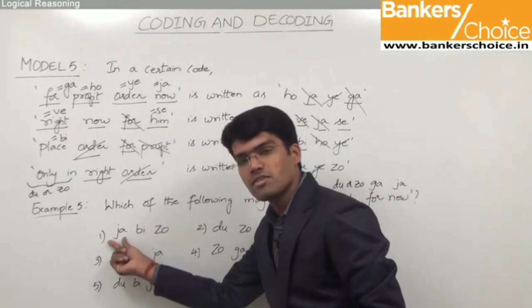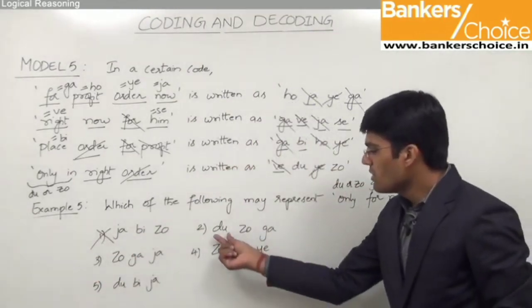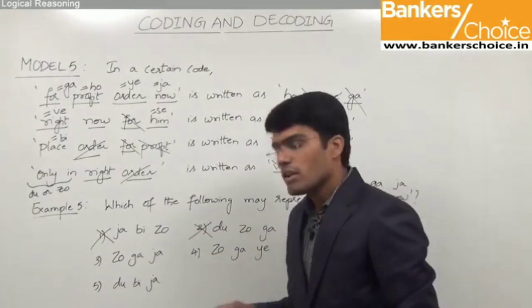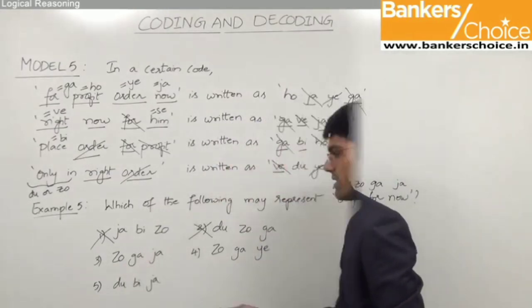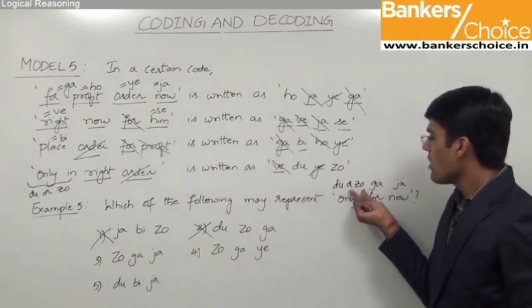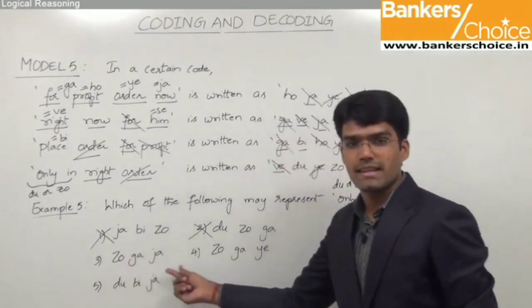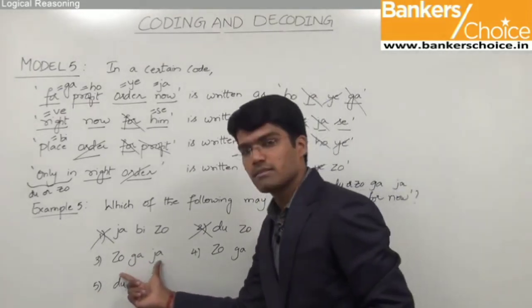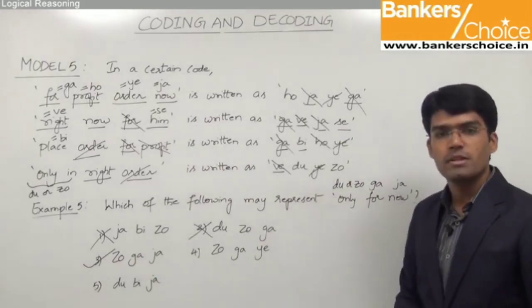In option 1 we have JA, but GA is not available. So this cannot be the answer. In option 2 we have GA, but JA is not available. So this cannot be the answer. In option 3 we have GA as well as JA. So this may be the correct answer. So let us now look at the word ZO. We know that the code for "only" should either be DU or ZO. And in the given option it is ZO. So this can be taken as the correct answer, as the codes ZO, GA and JA are available here. So the third option can be taken as the correct answer. And we need not verify the remaining 2 options.